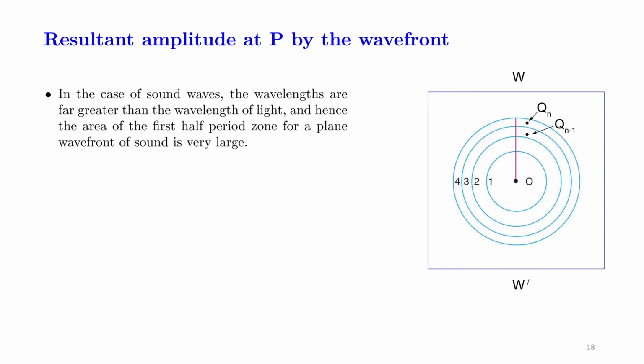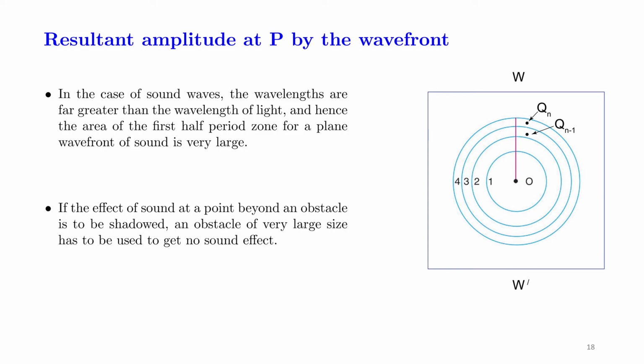And this is true in the case of sound waves also. In the case of sound waves, the wavelengths are far greater than the wavelength of light, and hence the area of the first half-period zone for a plane wavefront of sound is very large. If the effect of sound at a point beyond an obstacle is to be shadowed, an obstacle of very large size has to be used to get no sound effect.